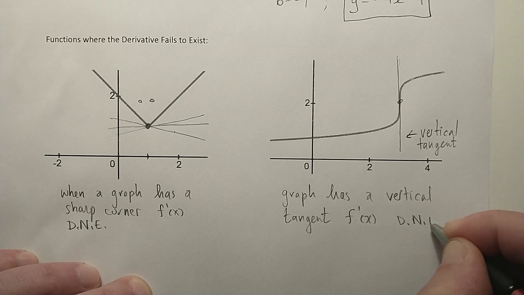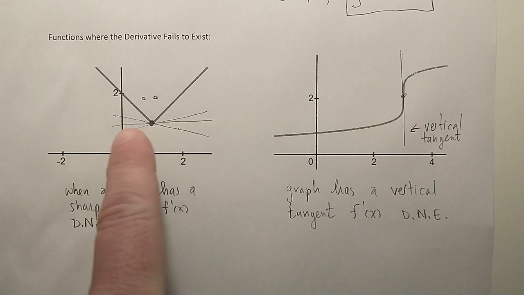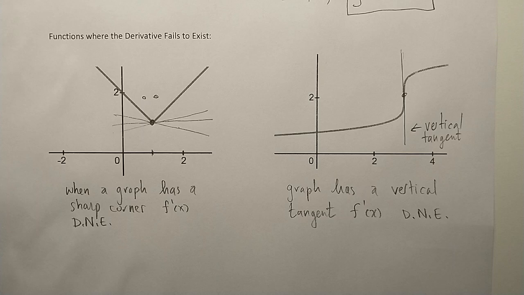Okay, so there's our derivative. It's the slope of a function at a point. You could use that slope to find the equation of a tangent line for most places, but obviously there are some places where you can't talk about the slope of a function and have it make any sense.